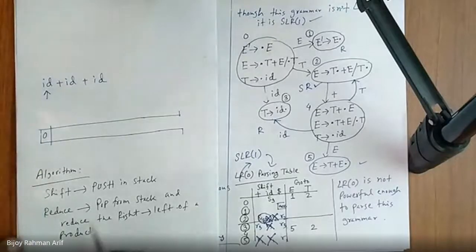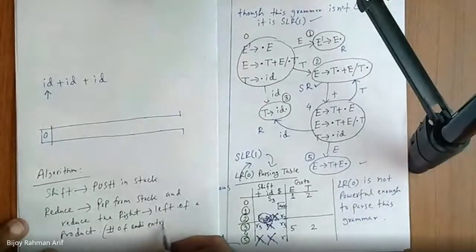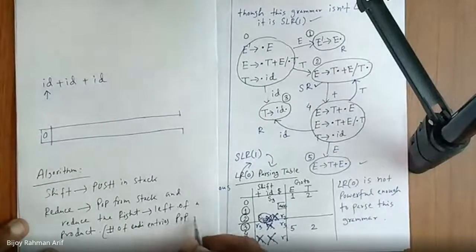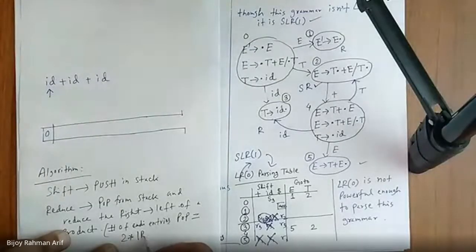And how many entries need to be popped? Number of entries to pop is equal to what? Tell me. 2 multiplied by the cardinality of RHS. Fantastic. Cardinality of RHS of product.